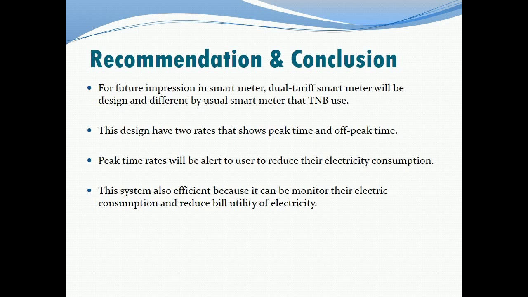And lastly, the recommendation and conclusion about smart grid. For the future improvement of smart meter, a dual tariff smart meter will be designed, different from the usual smart meter TNB uses. This design has 2 rates that show peak time and off-peak time. Peak time rates will alert users to reduce their electricity consumption. This system is also efficient because users can monitor their electric consumption and reduce their electricity utility bill.